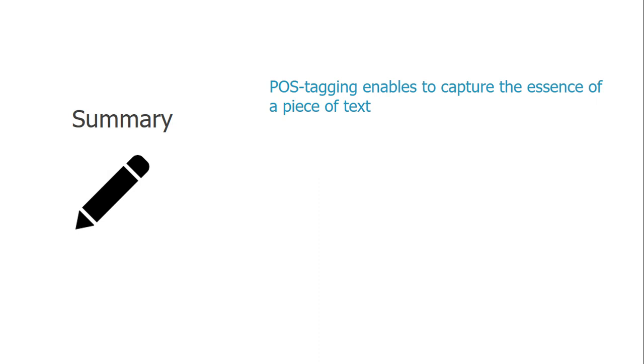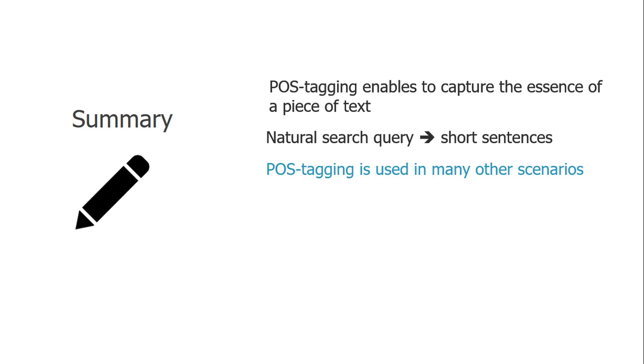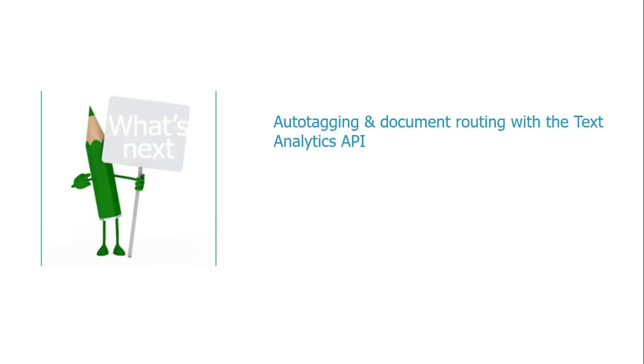In this episode, we've seen how to use post-tagging in the Linguistic Analysis API to our advantage in order to query external systems. In a natural search query scenario, post tagging is a good way to capture the essence of a sentence by eliminating noisy words. However, while this can offer great results, it also comes with limits as it works well with short sentences but isn't suitable for lengthy pieces of text. Post tagging can be used in many other scenarios and natural search is only one of them.